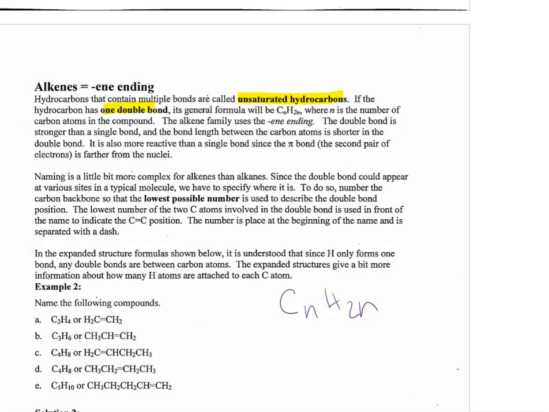This is important because it will come back, and it caught me on a couple of them. You are going to label it so that the carbon has the lowest number possible used to describe that double bond.